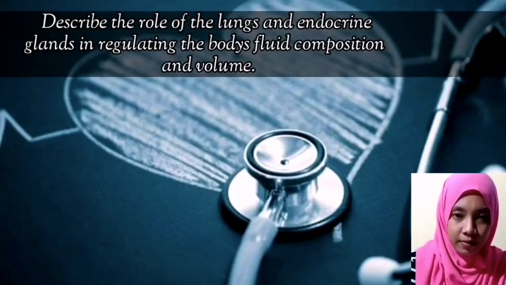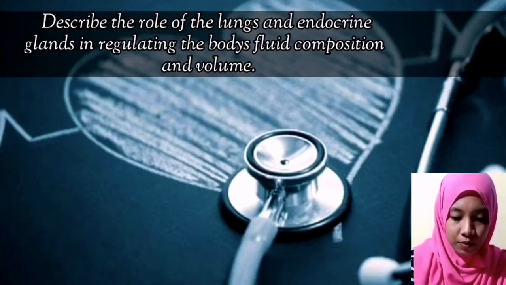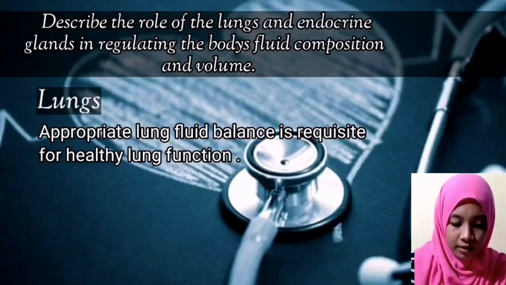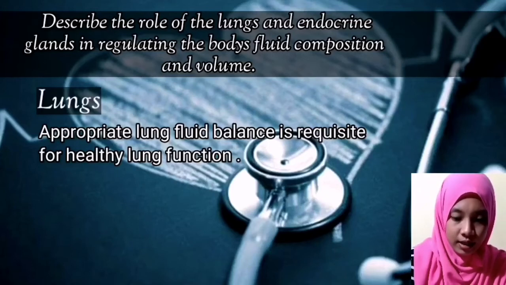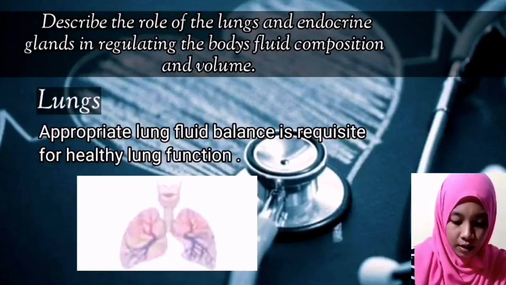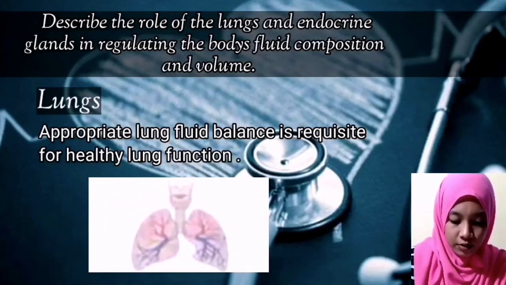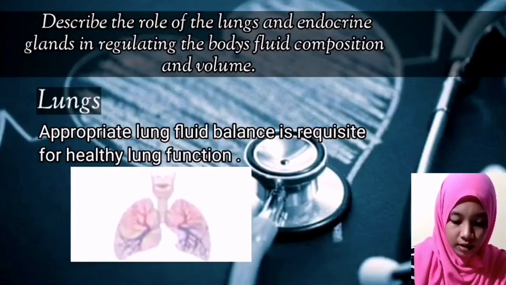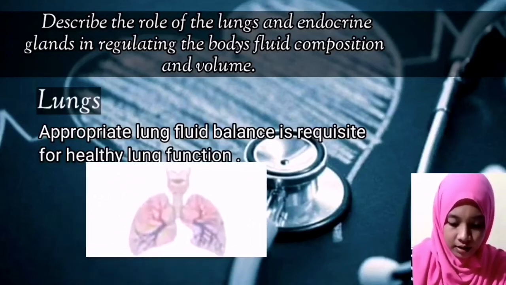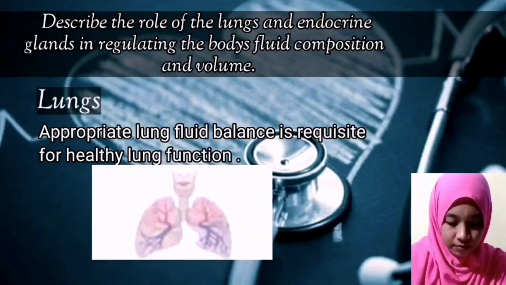Number 2, describe the role of the lungs and endocrine glands in regulating the body's fluid composition and volume. Lungs: appropriate lung fluid balance is required for healthy lung function. Maintenance of fluid balance occurs through channels, pumps, and pores. These ion transporting proteins are regulated by a variety of proteins, enzymes, and second messengers.